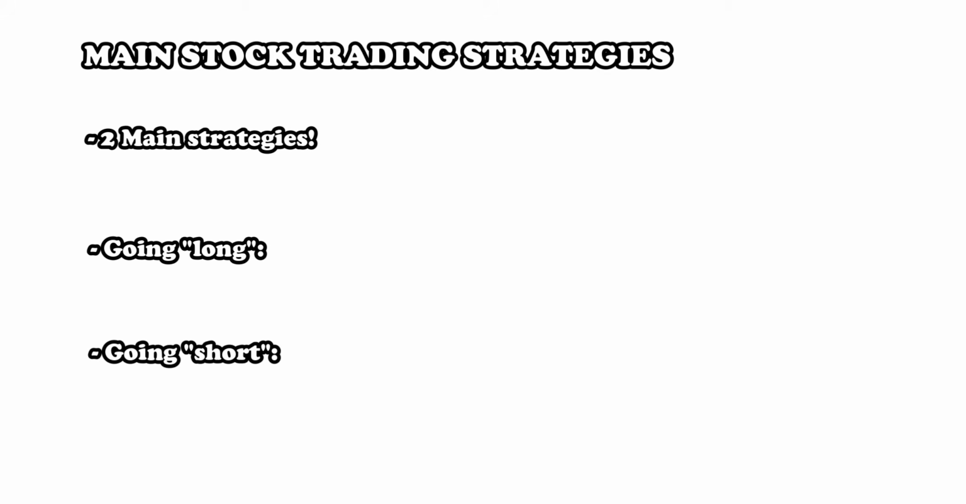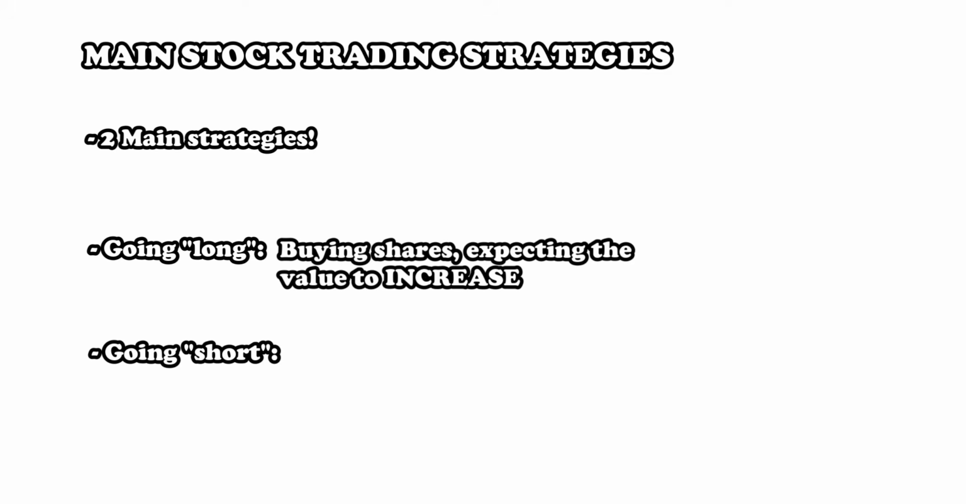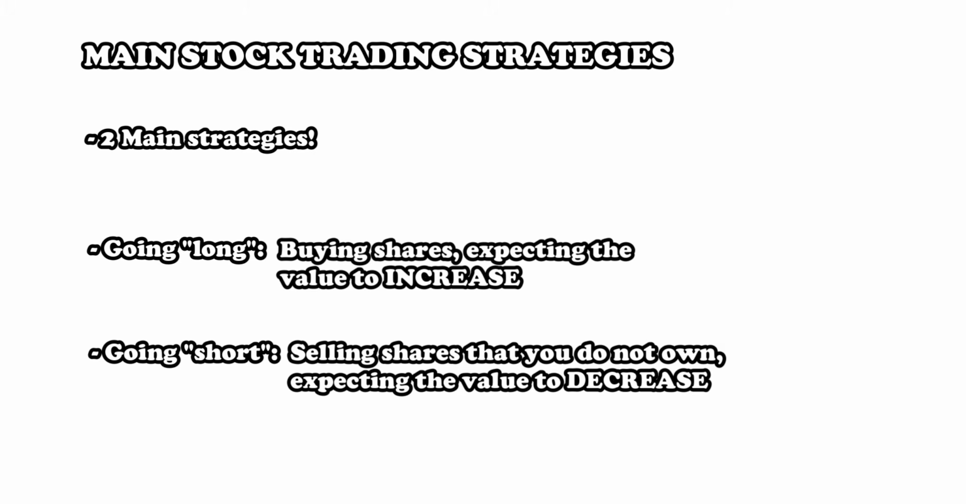Now, let's get into the real deal: how to actually practice the Heiken Ashi trading method. When it comes to trading stocks, there are 2 main strategies: going long and going short. Going long means buying shares with the expectation that their value will increase, while going short means selling shares that you do not own with the expectation that their value will decrease.